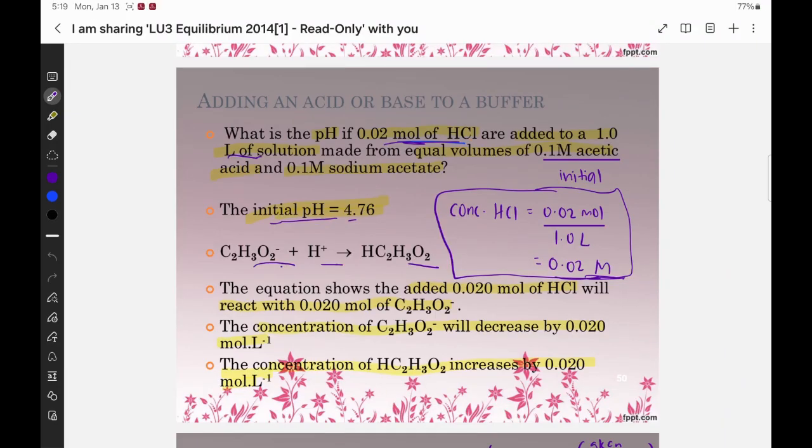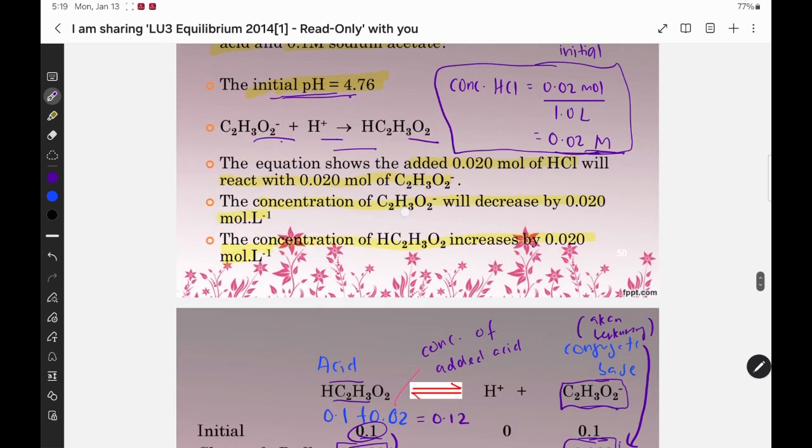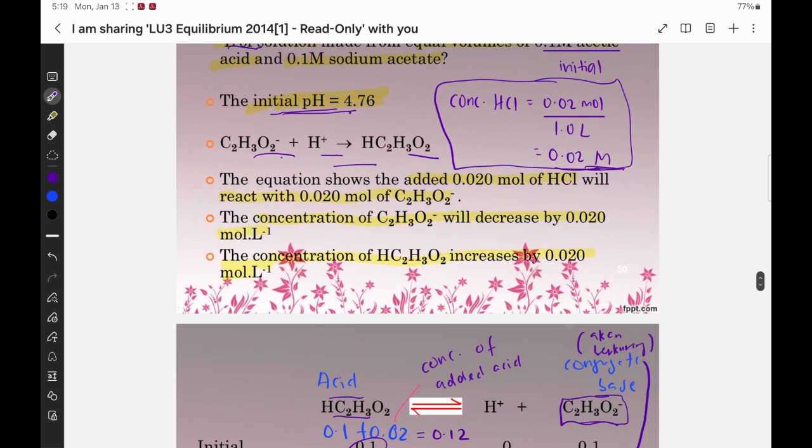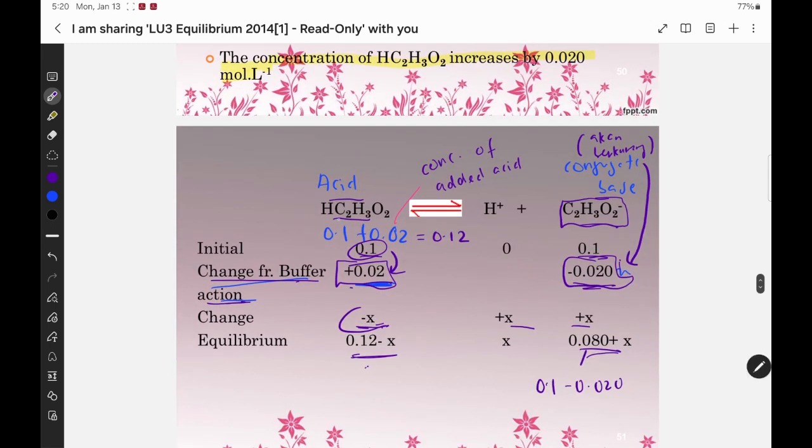As for the question in this part, what is the pH if 0.02 mole of HCl are added to 1 liter of solution made from equal volumes of 0.1 molar acetic acid and 0.1 molar sodium acetate? So we are given the initial pH, which is 4.76. Here is the equation of the dissociation from this question. In this question, we also use the ICE table. So we note that HC2H3O2 is the acid, which is the reactant, while H plus and C2H3O2 negative are the products.